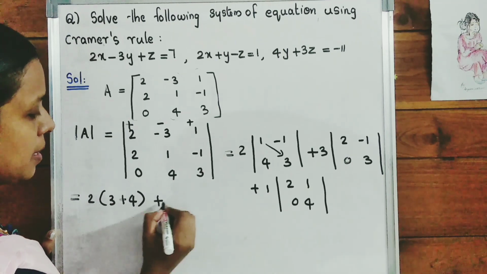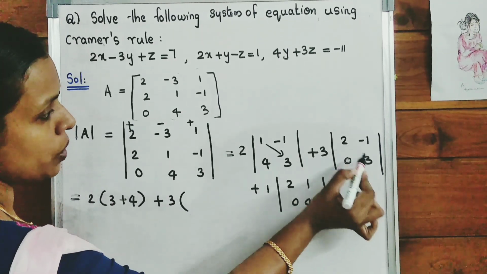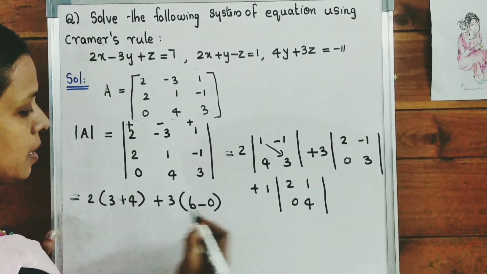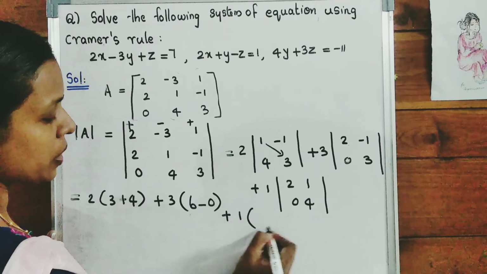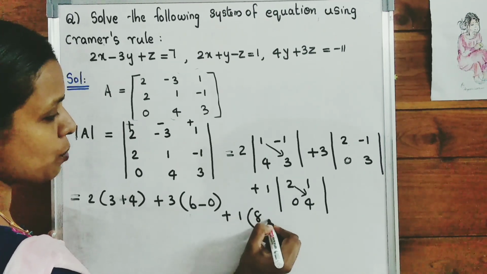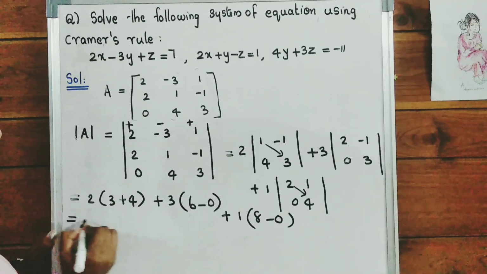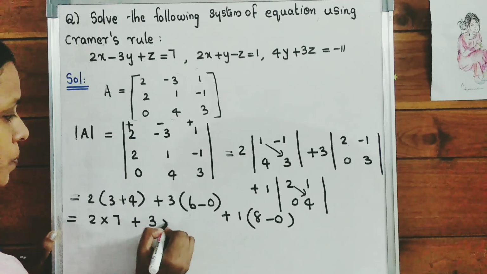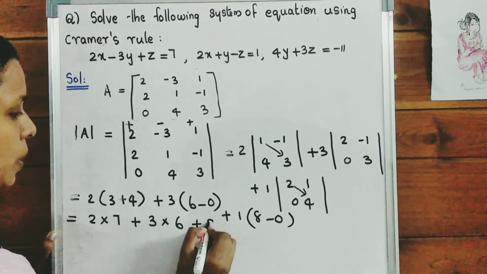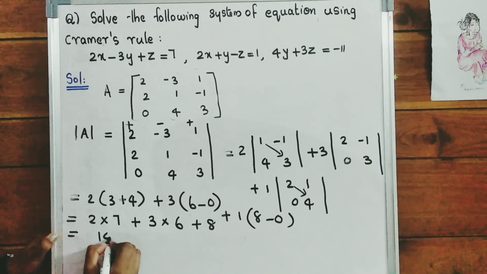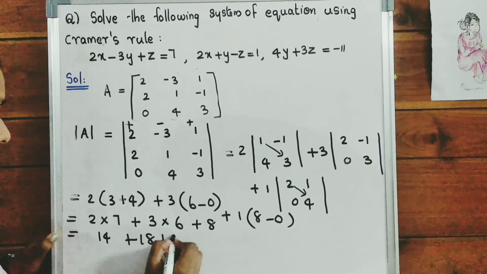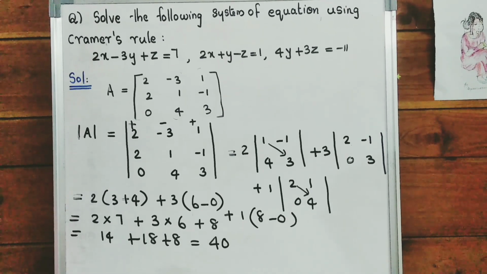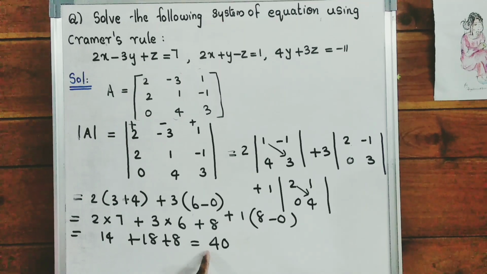Okay. Then plus 3 into 2 into 3, 6, minus 0 into negative 1, that is 0. Then plus 1 into 2 into 4, 8, 8 minus 0. We get 2 into 3 plus 4, 7, plus 3 into 6 plus 1 into 8, that is 8. We get 14 plus 18 plus 8, that is equal to 40. Now we get determinant A is equal to 40.